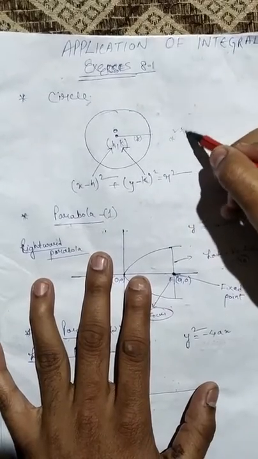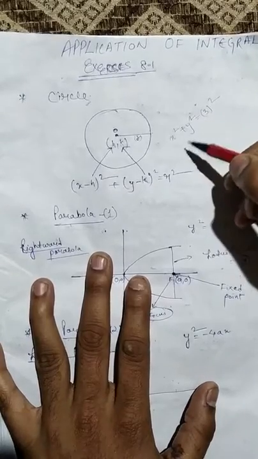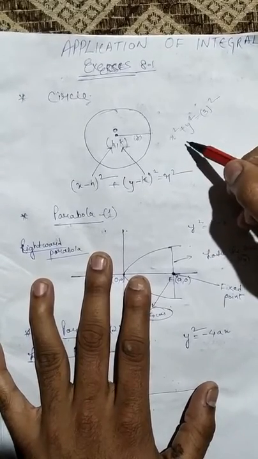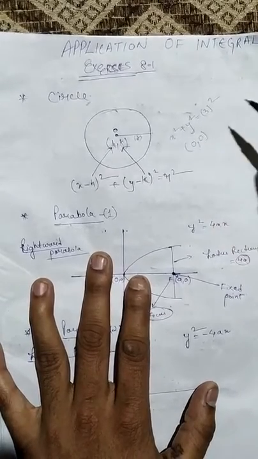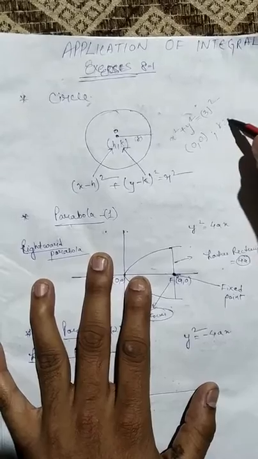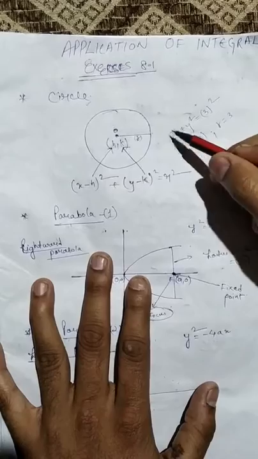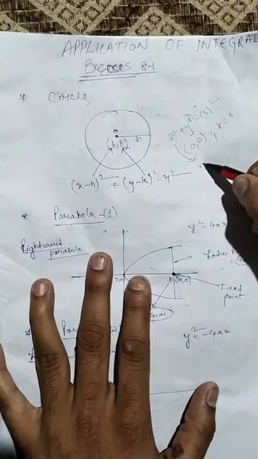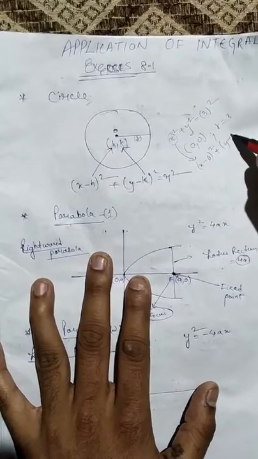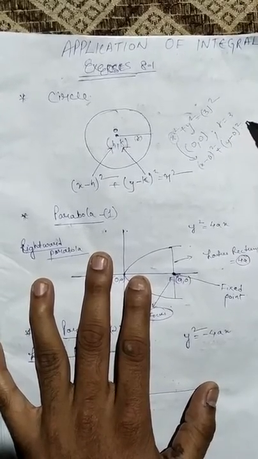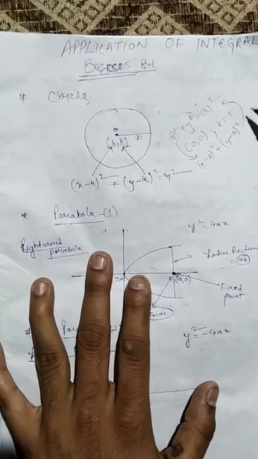Suppose x square plus y square equal to 3 square. This means what? What is the center here? The center is 0 comma 0, and your radius is equal to 3. I hope you got it. If you still don't get it, see here: in place of x we'll be writing (x minus 0) square plus (y minus 0) square equal to r square. It is of this form. Just compare it and you'll get it.